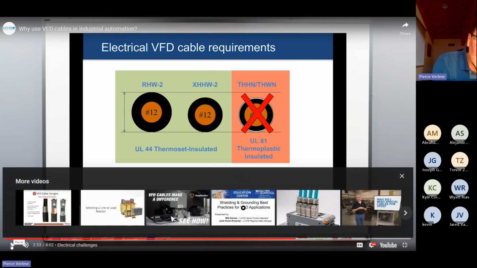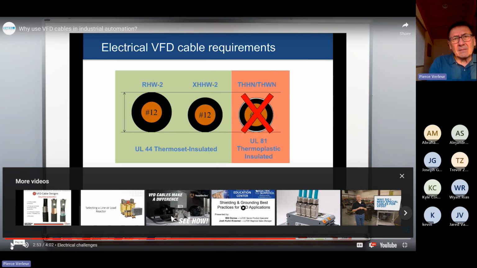The voltage spikes that I was seeing in the field exceeded 2400 volts on a 460 volt system. Very long motor lead lengths, by the way. That 1200 volt is actually a conservative statement.